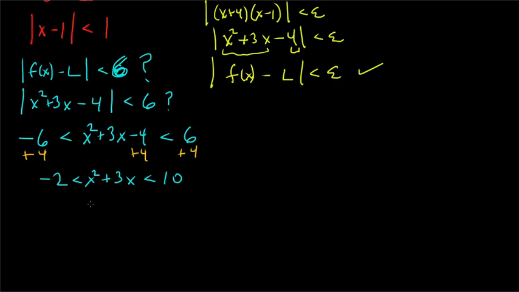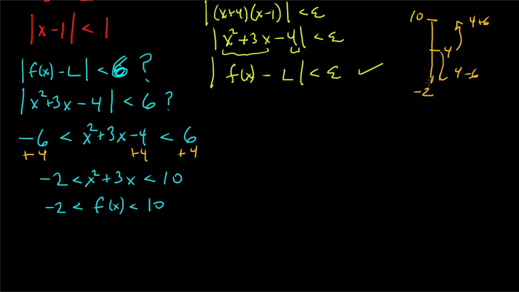Right, so that's my f of x here, right? f of x has to be between 10 and -2. So in fact, the limit here, remember, was 4. So let's draw a picture here. If 4 is in the middle and epsilon is 6, then 4 plus 6 gives us the 10, and 4 minus 6 gives us the -2. Okay, so we want to guarantee that f of x is between -2 and 10.